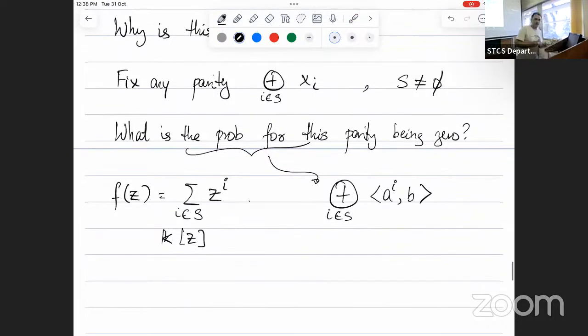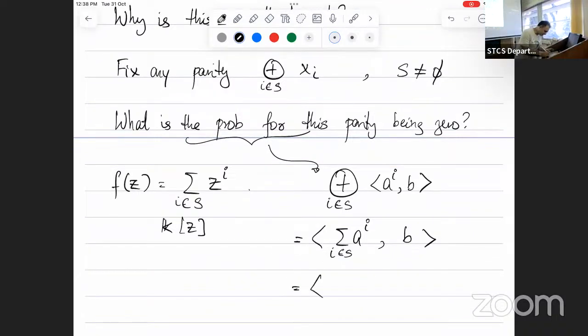And now I can write, because this dot product distributes over sums, this as the summation of a to the power i, where i is in S, and then I take a dot product with b. Because addition is the same thing as coordinate-wise addition, and dot products just distribute over the sums. And because I have defined this polynomial f, this is the same thing as evaluating the polynomial f at the point a, and then taking a dot product with b. And now I want to know, what is the chance that this thing is going to be equal to 0?